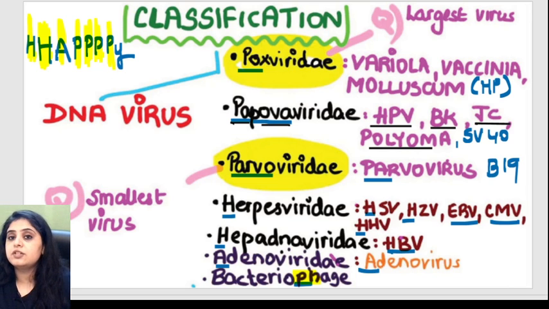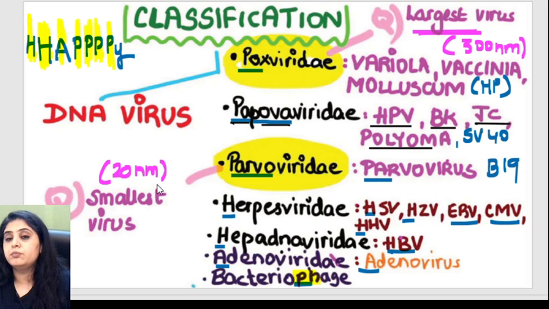Which is the largest out of these? Pox virus is the largest, and there's a range which goes up to 300 nanometers. The smallest virus is the parvoviridae, which can go as low as 20 nanometers. So parvoviridae is quite a loner in life. If you realize, it's got everything very minimal, very less.